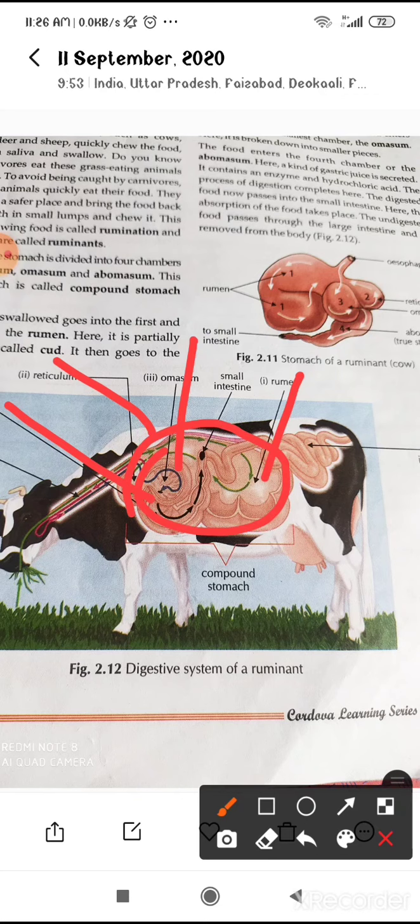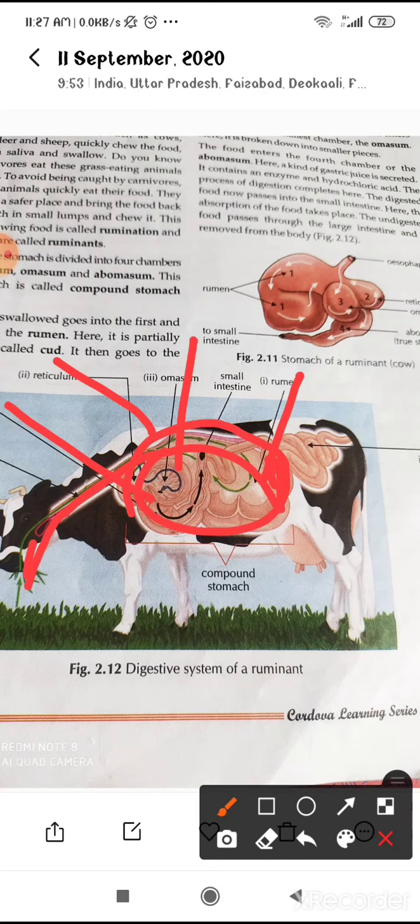When the herbivores quickly gather the food, the food goes inside the rumen, and inside the rumen partial digestion takes place. When the food comes in the rumen, there are certain bacteria which are not present in the body of human beings. That's why we can't digest cellulose. In herbivores, the bacteria inside the rumen are responsible for the digestion of the cellulose of the food.